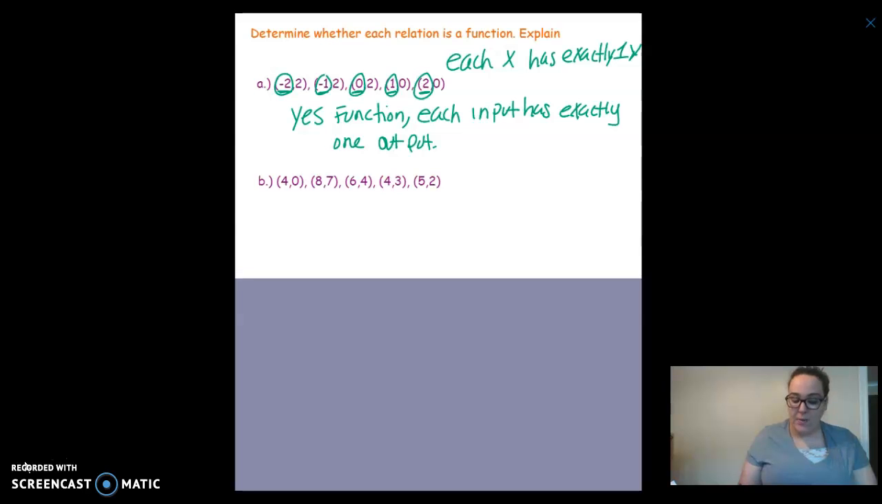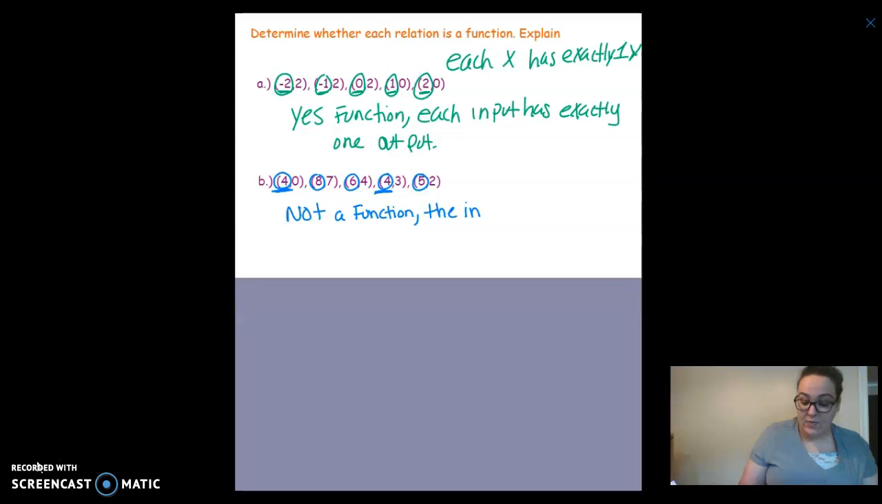I want you to write down B, and decide if it's a function or not a function. Hopefully you decided that this is not a function because the x value of 4 is repeated. When you need to give an explanation, you could say the input, or the x value, 4 has 2 outputs or y values.